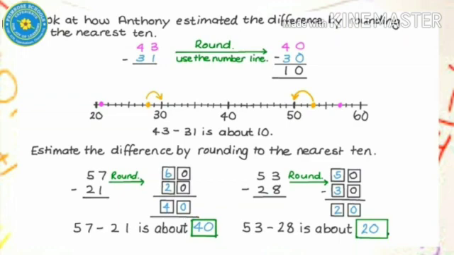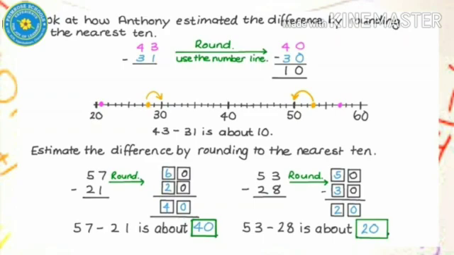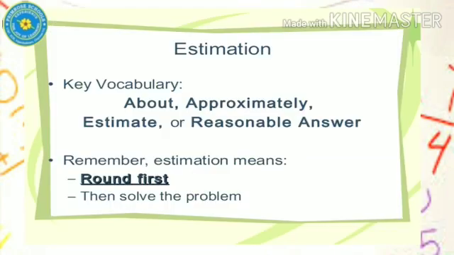When you find out the estimated difference, you always say it like this. 57 minus 21 is about 40. Underline the word about. So about denotes estimation. Okay, children? Estimation key vocabulary: about, approximately, estimate, or reasonable answer. So remember, estimation means we have to first round the numbers and then solve the problem, whether it is addition or subtraction.